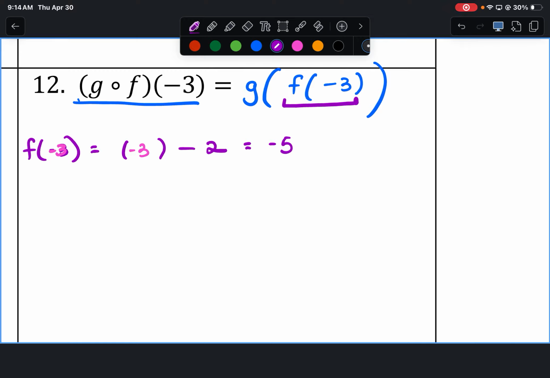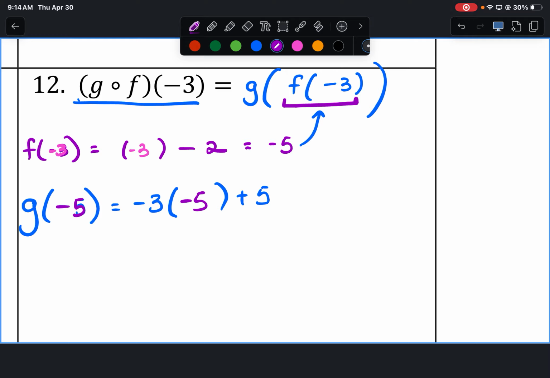Negative 5. Okay, now we're going to take and plug that in for our f. So we're going to get g of negative 5 is equal to, what is function g? Negative 3x plus 5. But this time, what do I need to plug in for x? The negative 5. So what is negative 3 times negative 5? What is 15 plus 5? 20. So our answer is 20.